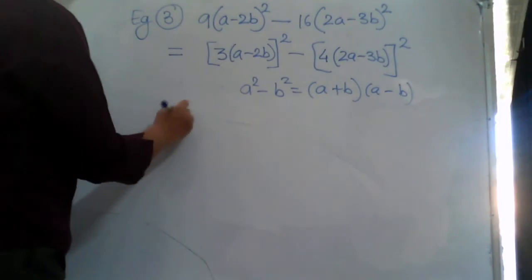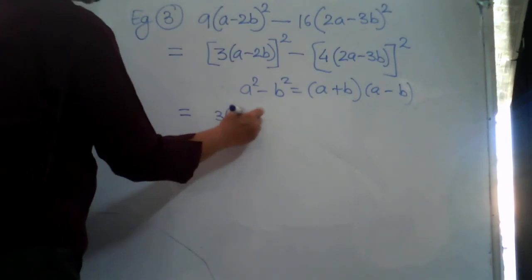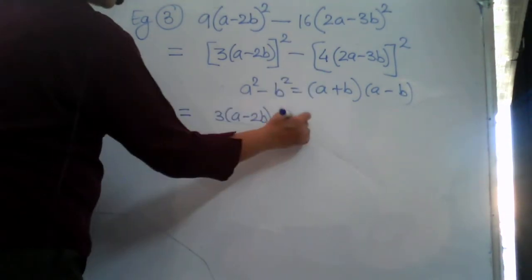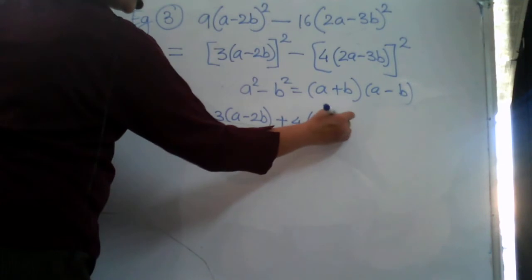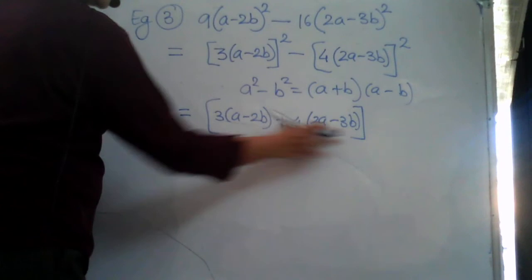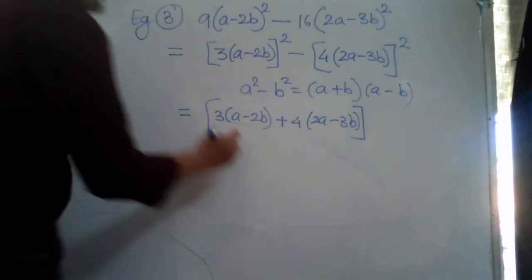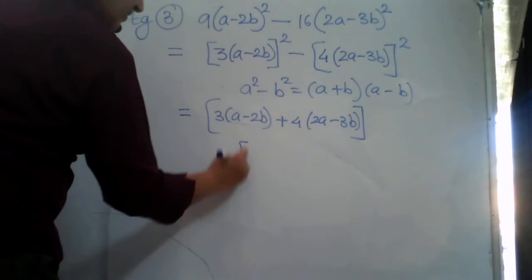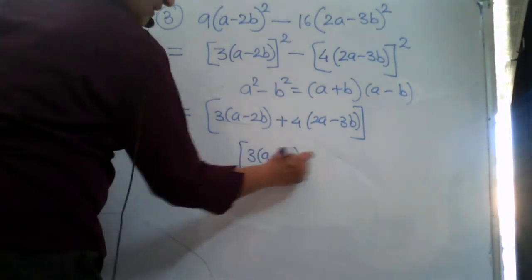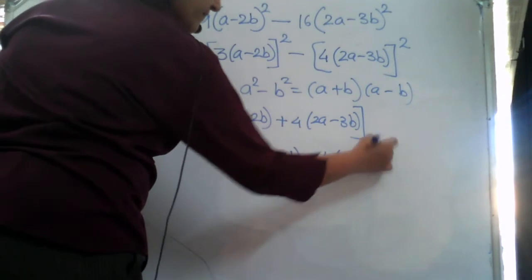Okay, so here what is a here? 3 into bracket a minus 2b is the first term, that is a, plus what is b? 4 into bracket 2a minus 3b. So this is a plus b. Now what we should have in another bracket? A minus b. As there is no space, I am continuing here. A is this one only. 3 into bracket a minus 2b is a, minus 4 into bracket 2a minus 3b completes.